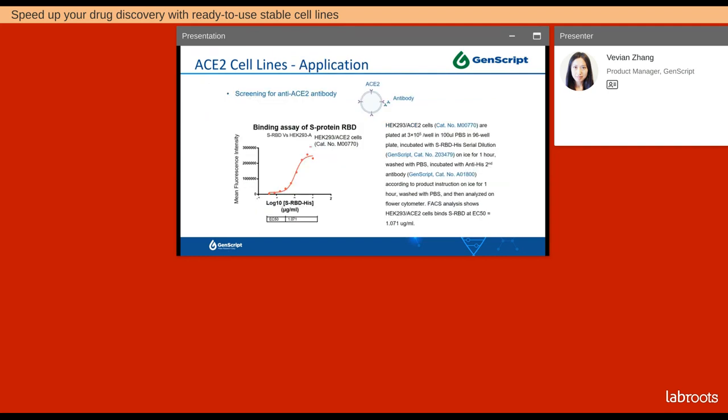There are many applications of this ACE2 cell line. One of the applications is screening for the anti-ACE2 antibody. The representative data I'm showing you here is a binding assay of the S protein RBD to the ACE2 on the cell surface. As you can see, with an increased level of the SRBD treated with the cells, an increased level of fluorescent intensity can be detected on the cell surface by flow cytometry.